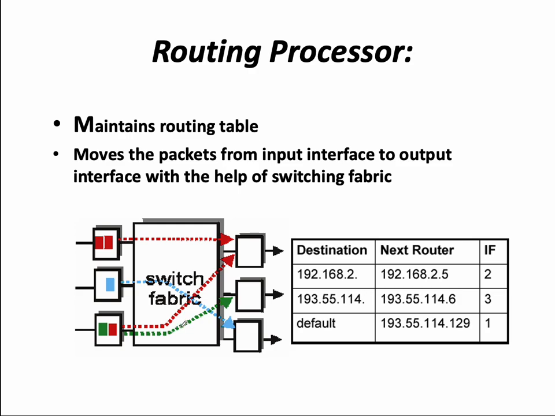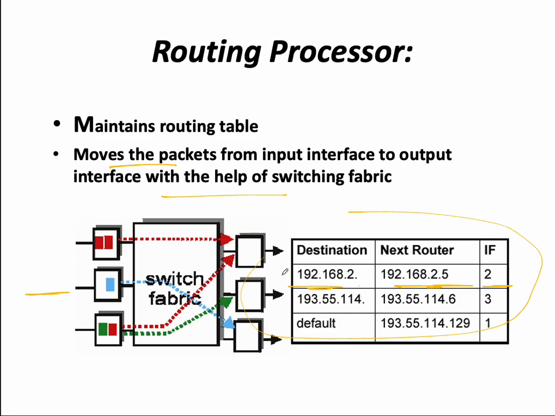So what is a routing processor here? The routing processor maintains the routing tables. Now we'll learn what a routing table is, right? It moves the packet from the input interface to the output interface with the help of the switching fabric. So this is the routing table of the router. And it looks at it: if there is any network for 192.168.2, then this is the next router, and this is the interface.